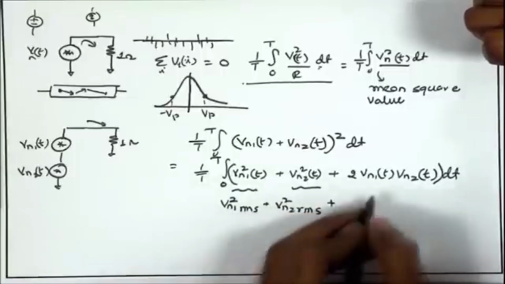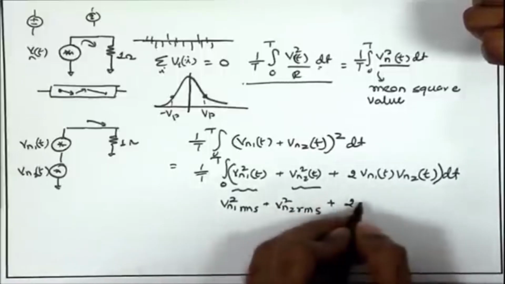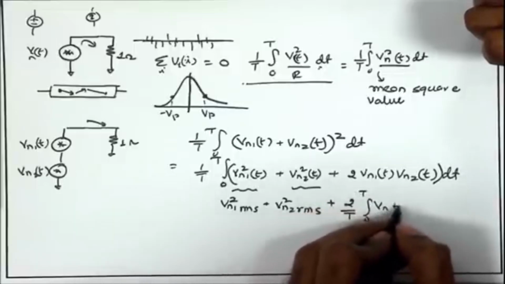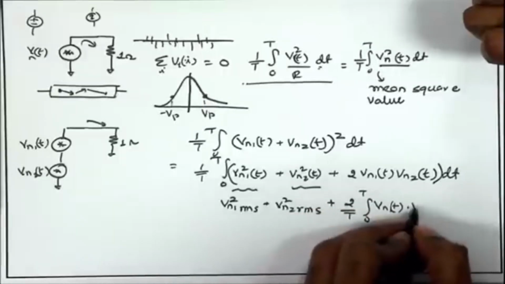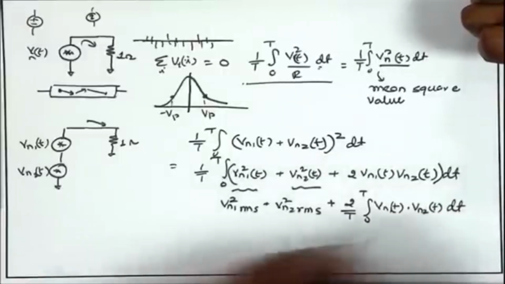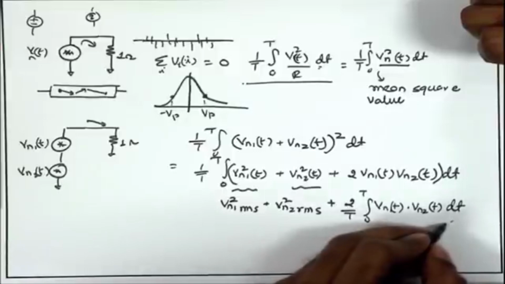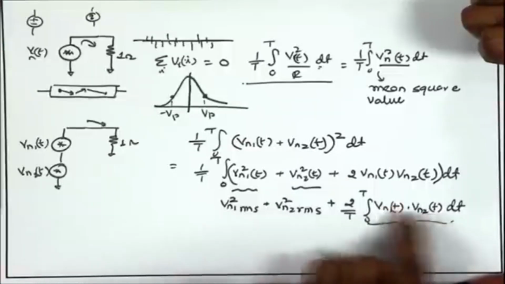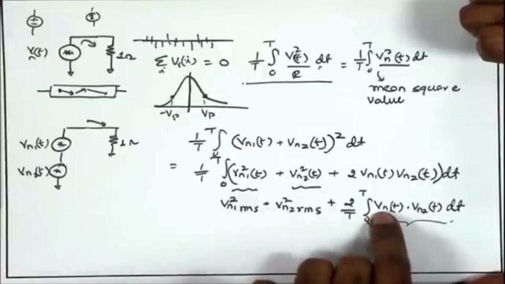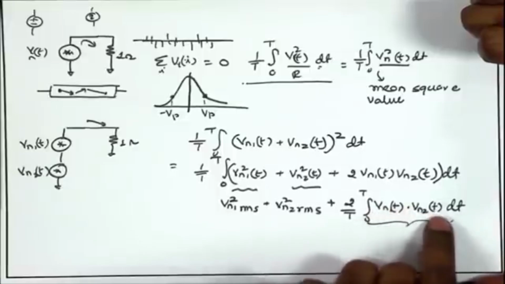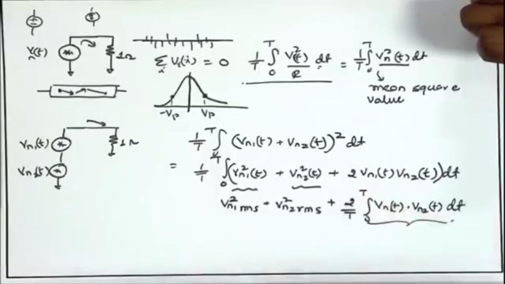Now, if you look at the third term, it is something like a correlation between the two noise sources, Vn1(t) times Vn2(t) dt. As long as these two noise sources are independent, they are going to be uncorrelated, and as a result this product Vn1(t) Vn2(t) integrated over a long duration is going to lead to 0.